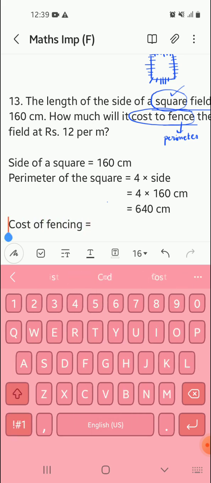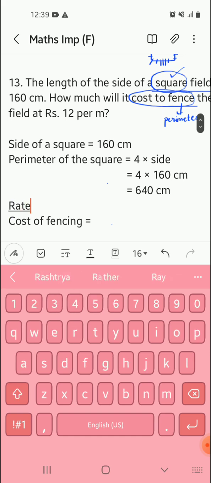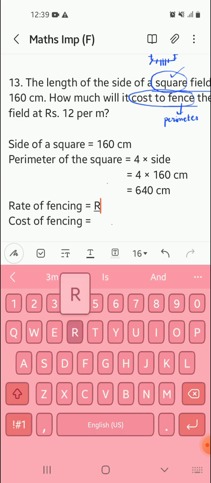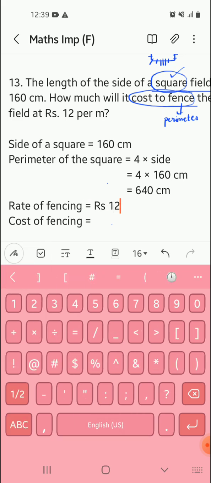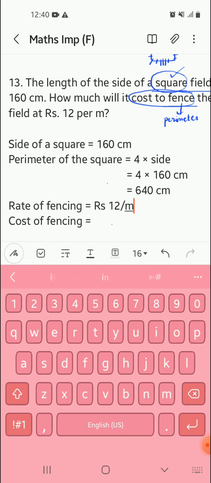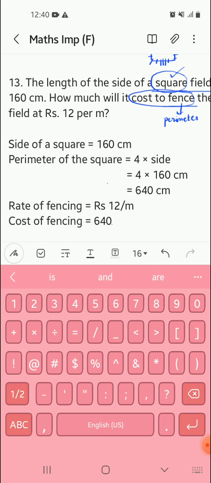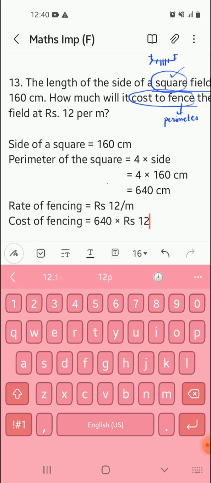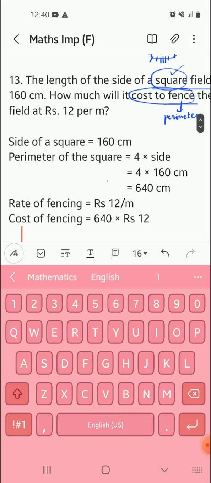Before that, we will write the rate of fencing, that is the per meter cost. So rate of fencing is given as rupees 12 per meter. So it's going to be 640 centimeter into rupees 12. The unit will be in rupees because we are finding the cost. So it is 12 into 640.